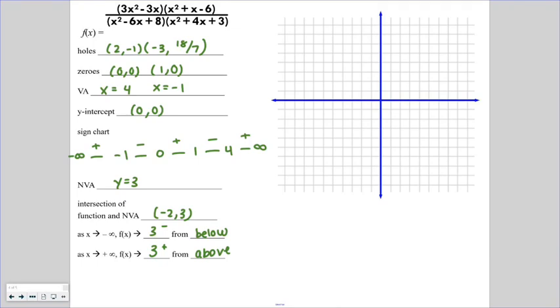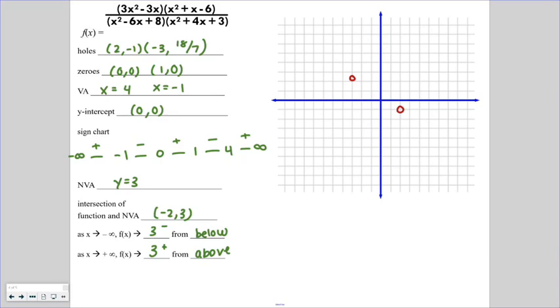So I've moved all of the information here with the graph, and I've got my axes, so let's go for it. I'm going to scale by 1 here, and I'm just going to go down the row. So holes, first up. When we graph holes, we're going to graph them with open circles because they're places where our function is undefined. So 2, -1 is one hole. And then -3, 18 over 7 is our second hole. And you're just going to estimate there.